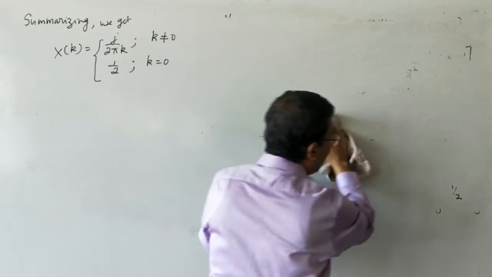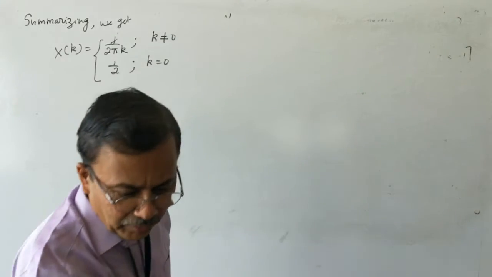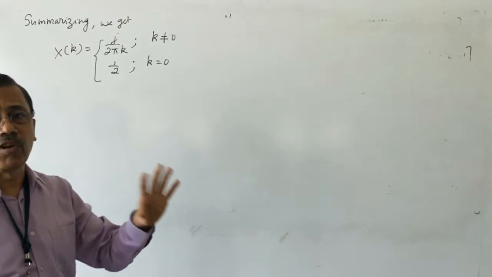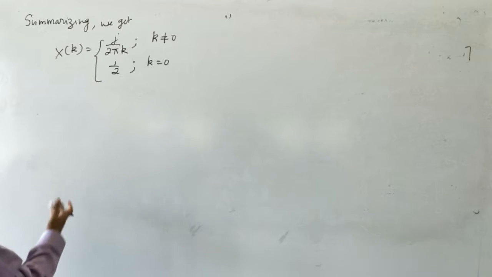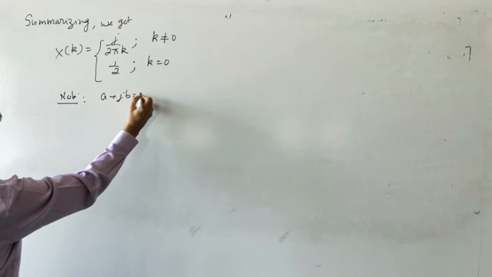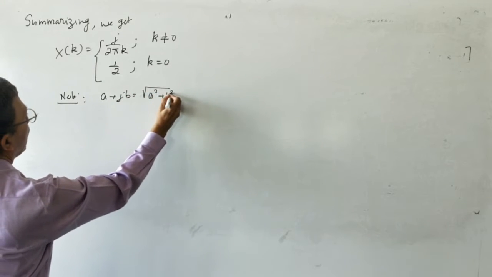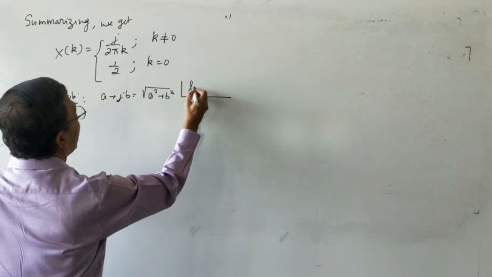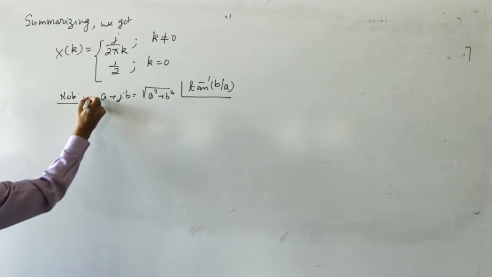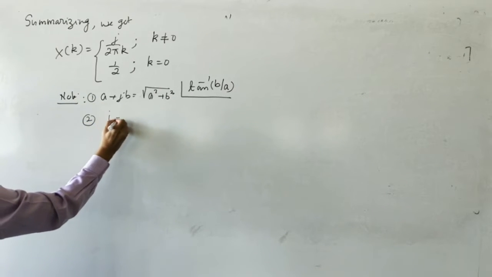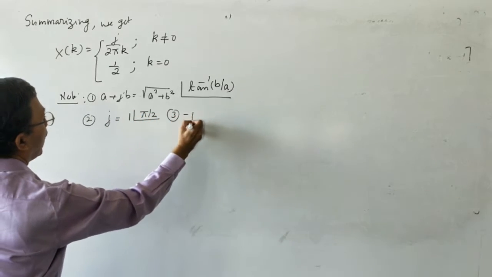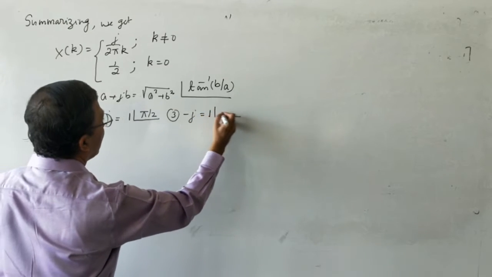I want to assure you that people may tell you that Fourier series is difficult. Strictly speaking, if you know to do integration properly, this question can be solved very easily in the examination. Please note, any complex number a plus jb has a magnitude root of a square plus b square and an angle tan inverse of imaginary part by real part. Second, j has got magnitude 1, angle pi by 2. Third, minus j has got magnitude 1, angle minus pi by 2.